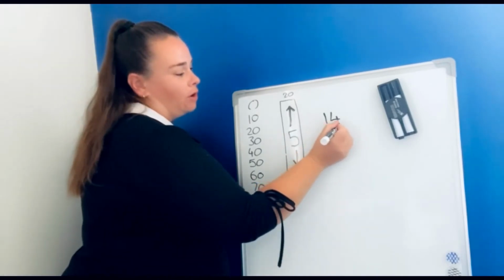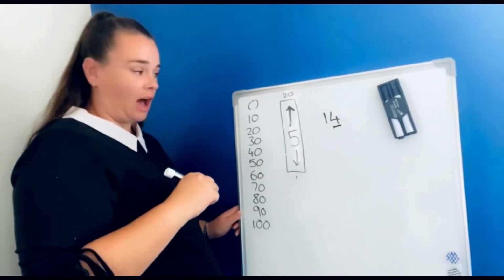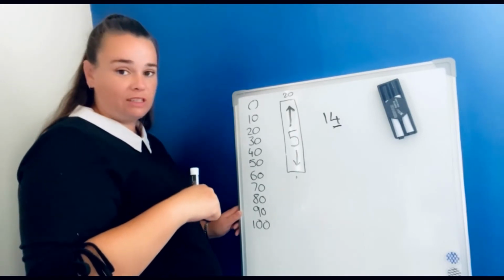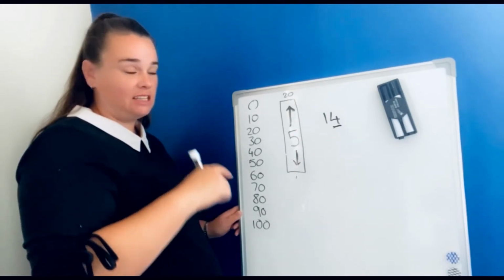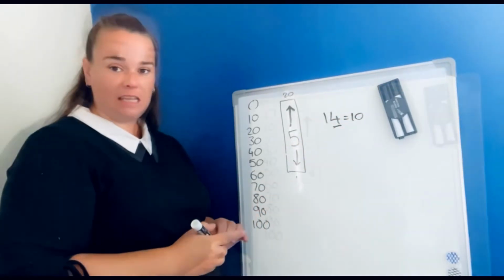Alright, let's look at the 4. Is 4 bigger than or smaller than 5? It's smaller, isn't it? So that means we're going to be rounding it down. So 14 is rounded down to 10.